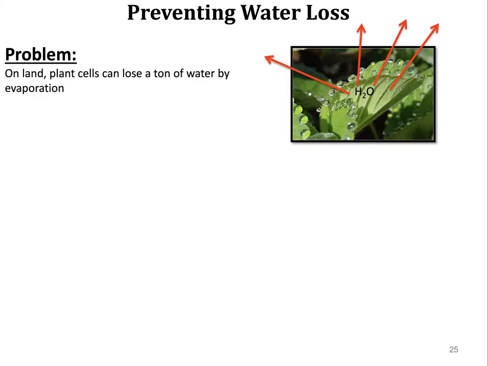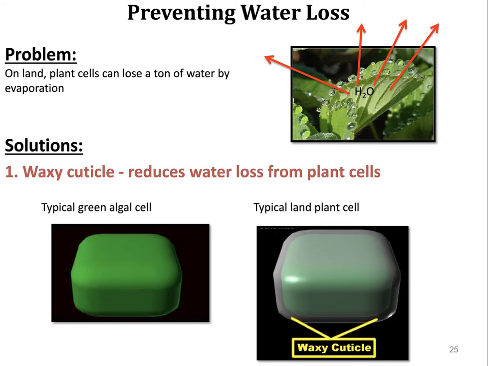So they're very important for preventing water loss. So on land, plant cells can lose a ton of water by evaporation. Here, for example, you can see this plant, and when it's in the sun, in the heat, there's a lot of water evaporating off of the leaves of plants. And one solution to this water loss issue is something called a cuticle. It's a waxy cuticle, and it basically reduces water loss from plant cells.